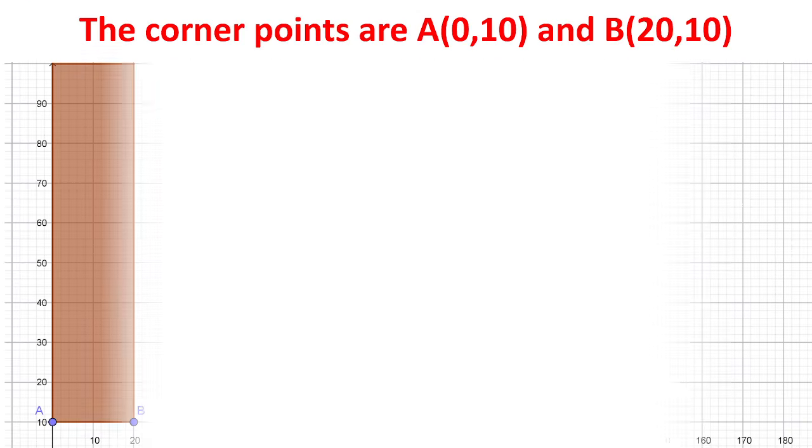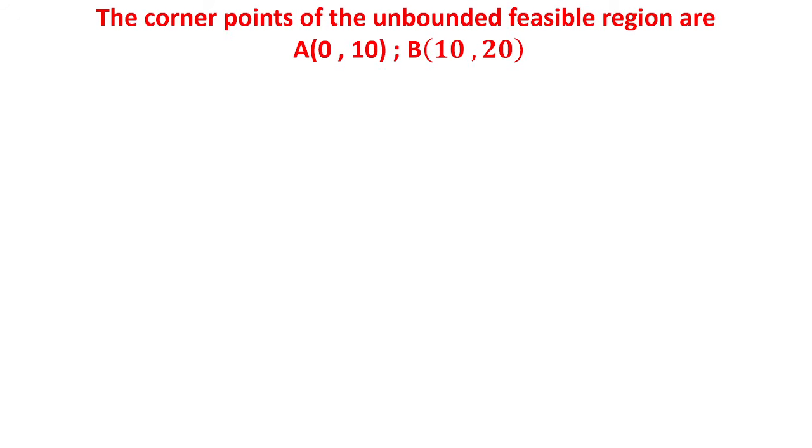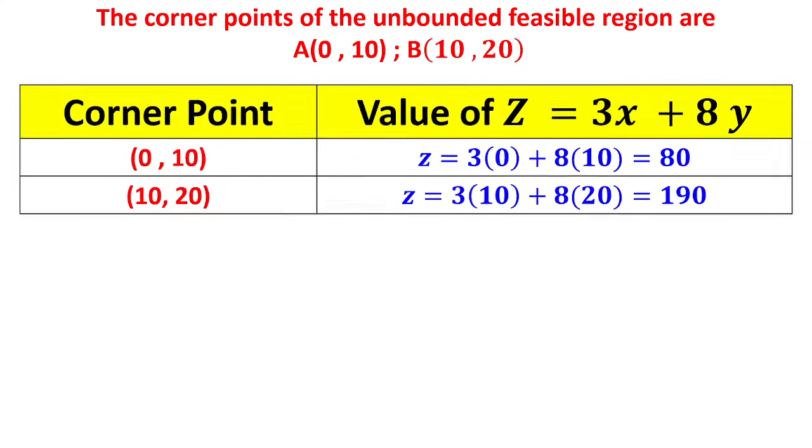After the corner points, what are the corner points now? There are only two corner points, A and B. Now we are able to see that the second one is a point of intersection of both. It's a very simple one. Therefore, I am finding them. I am putting that in the value of Z.